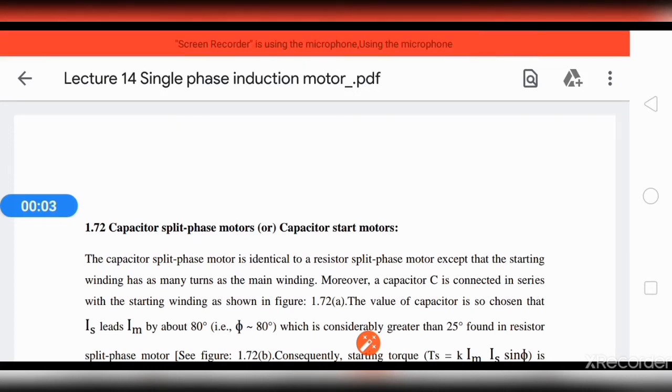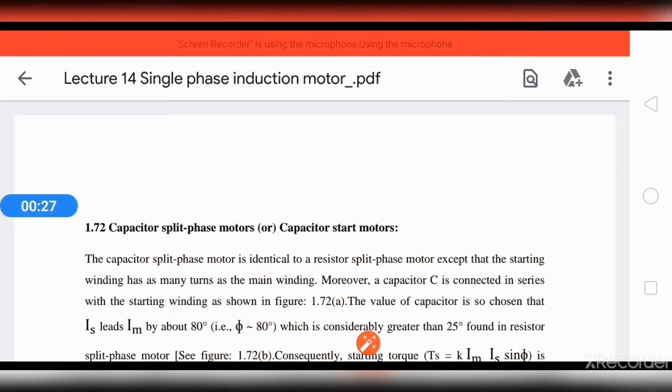Hello everyone. Today we are going to discuss the second type of induction motor, the capacitor split phase induction motor, or capacitor start induction motor. In the last lecture we discussed the single phase induction motor, the resistance start induction motor, or resistance split phase induction motor.